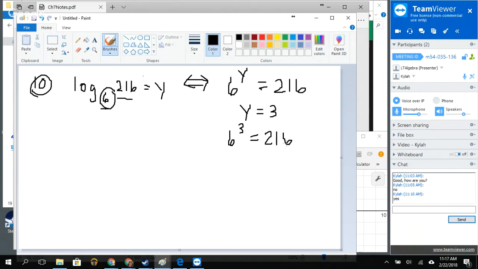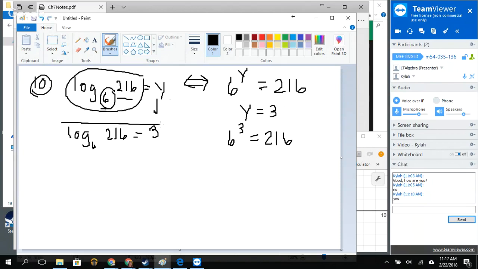And so that means over here, I just said y equals 3. That means log base 6 of 216 is, no, is 3, because I just said y is 3. So I've actually solved a logarithmic problem that I didn't think I'd know how to solve by changing it to an exponent.